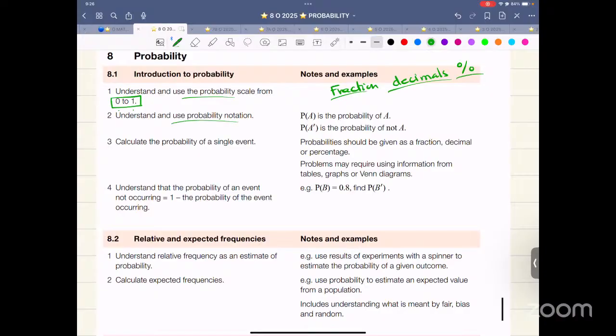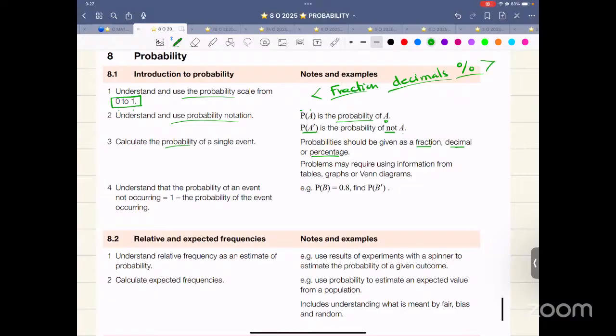Understand and use probability notation. Probability of A is the probability of event A, probability of getting a head on a single toss of a coin, probability of getting a 6 on a single roll of the dice. Calculate the probability of a single event, and over here, probability of A complement, that is not A, not getting a hit, not rainy, and so on. Probabilities should be given as a fraction, decimal, or percentage. I think the examiner read my statement.